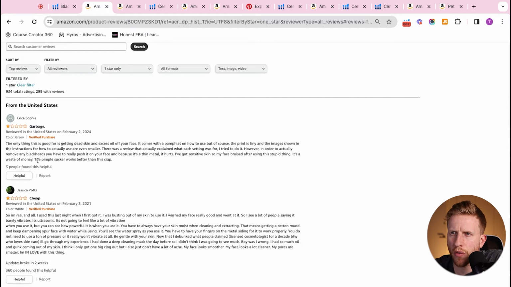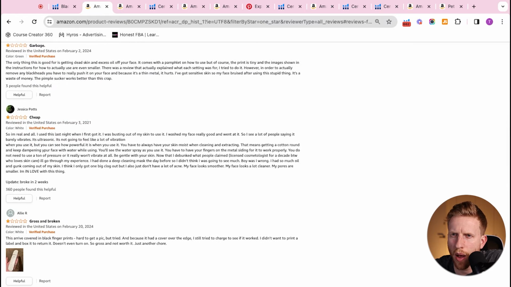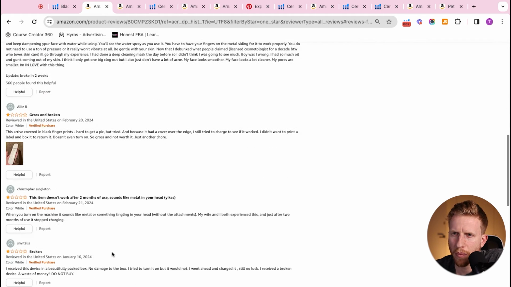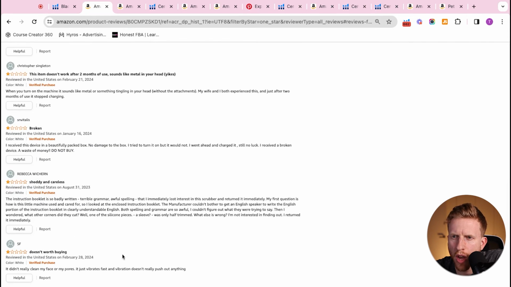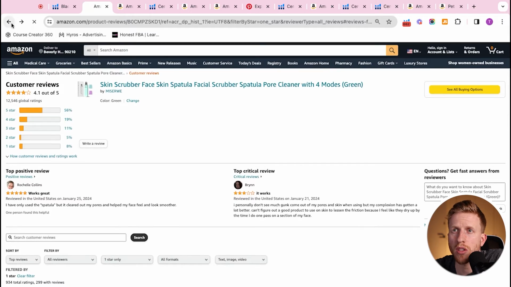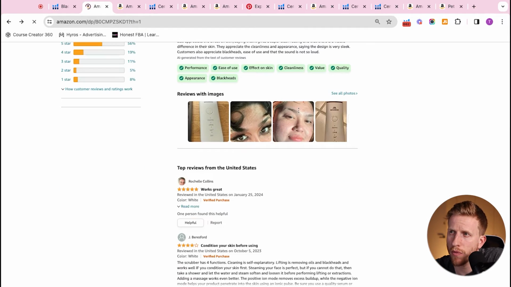The only thing that this is good for is getting dead skin and excess oil off your face. Gross. It comes with a pamphlet, blah, blah, blah. It's a waste of money. So the pimple sucker works better than this crap. Arrived covered in black fingerprints. Not good. This item does not work after 2 months. Sounds like metal in your head. Don't know what she means by that. Broken, shoddy and careless. Doesn't work. So, I mean, look, you could look into this. You could look into making a much higher quality version of this.